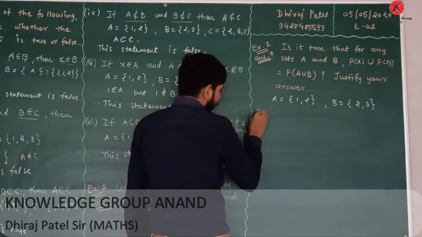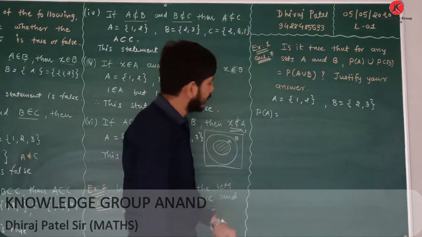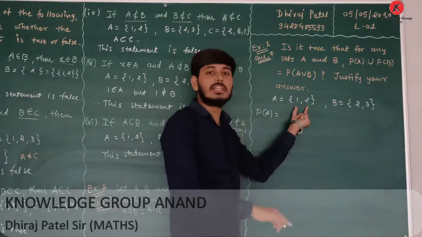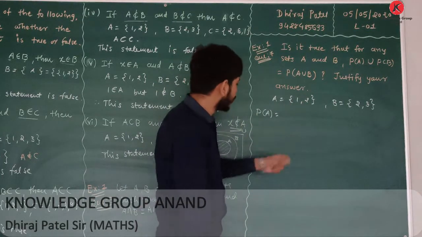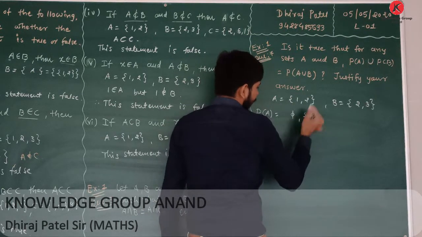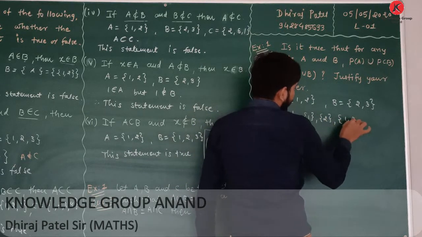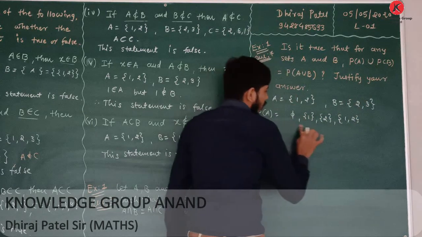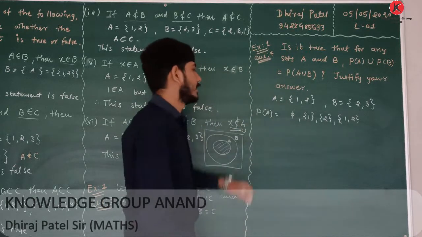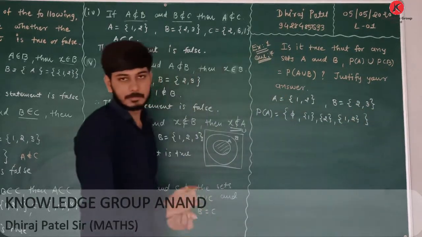Now write down the power set of A. What do you mean by power set of A? We know that the power set of A is the set of all the subsets of set A. So first of all, list out all the subsets of set A. First one is phi, then {1}, {2}, and {1, 2}. These all are the subsets of set A. Put them in curly brackets, then your power set of A is ready.